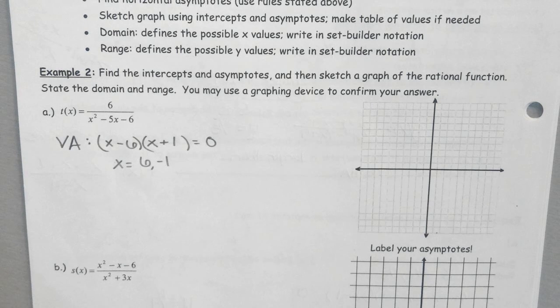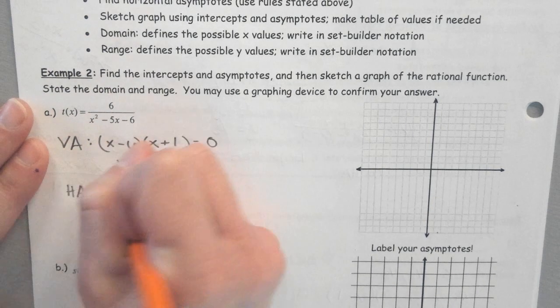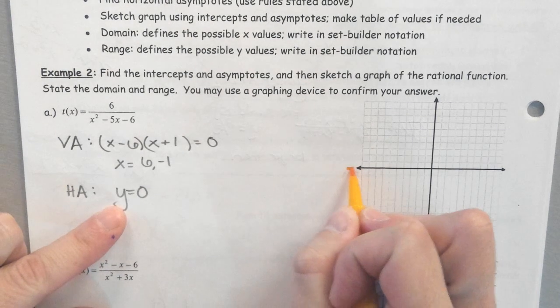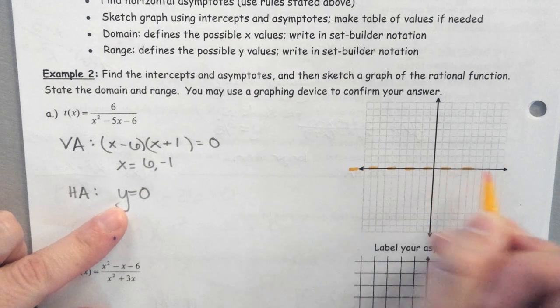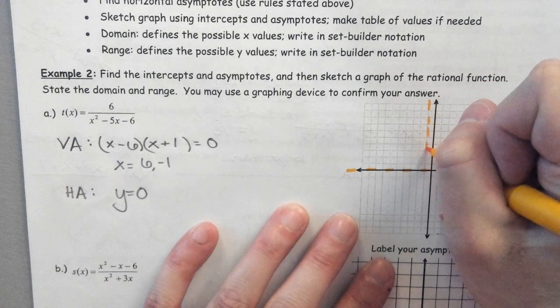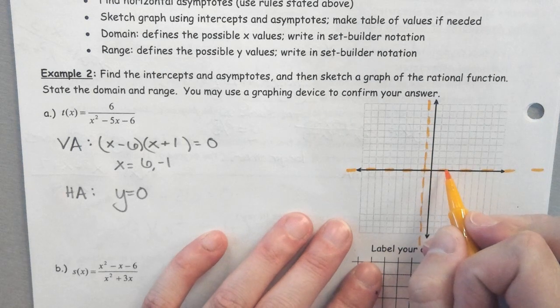Okay. Horizontal asymptote. Is there one, and if so, where is it? 0. Okay. I'm going to draw in my asymptotes. Remember, we tend to draw in asymptotes as a dotted line. So I've got an asymptote at 0. And then I've got one at negative 1. I'm not going to graph my whole graph in pen because I'm not that bold, but I am going to graph my asymptotes in pen.